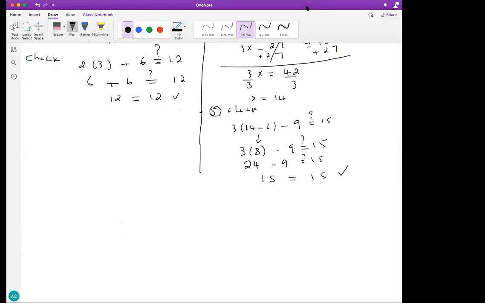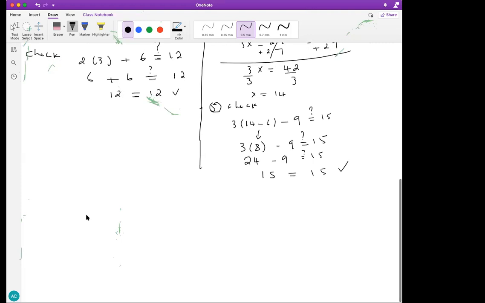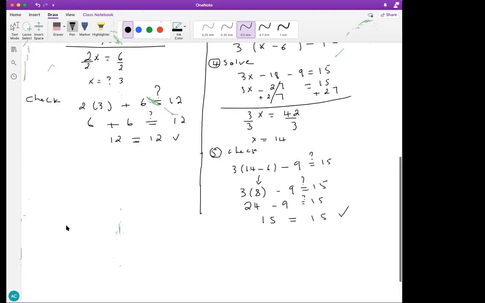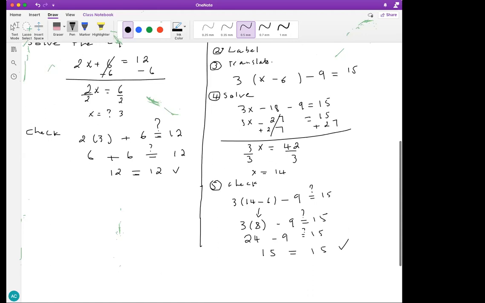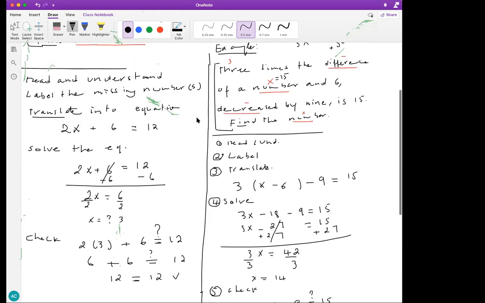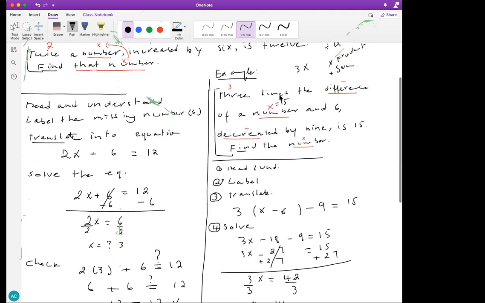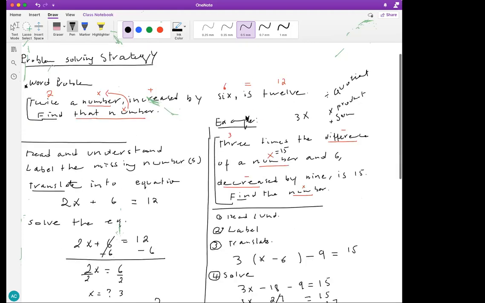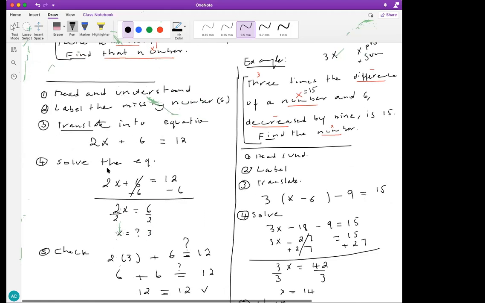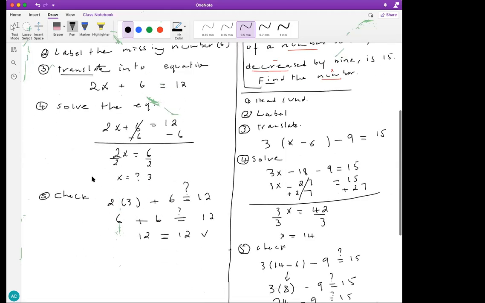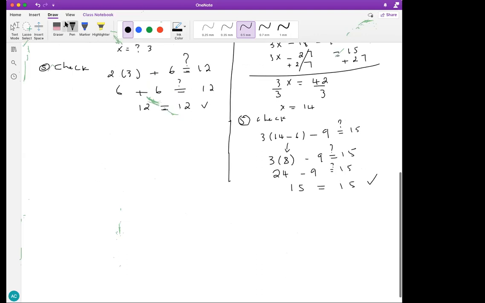All right, so that's basically how you solve word problems. The word problem can differ from one to the other, depending on the keywords or how long the problem is, but the strategy is the same. It's always going to be these five main steps that you need to follow in order to solve the problem.